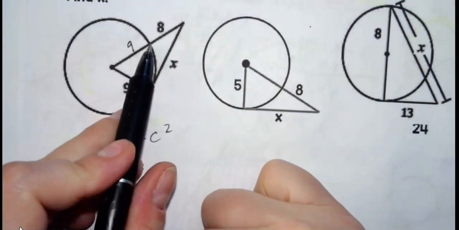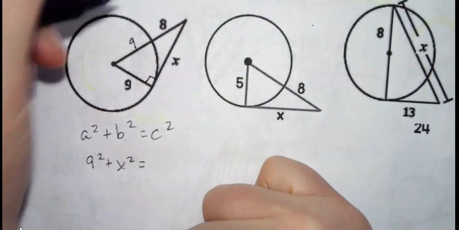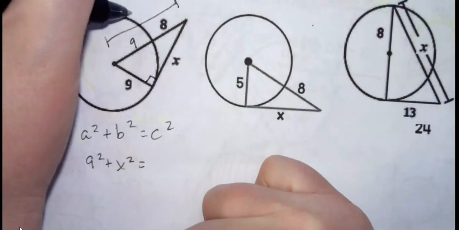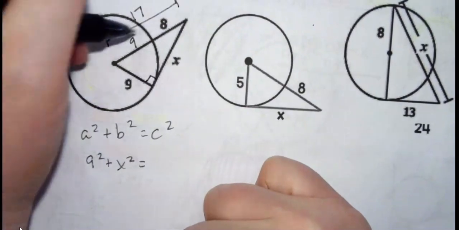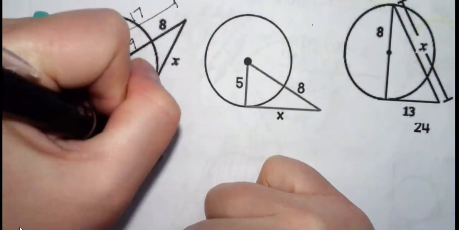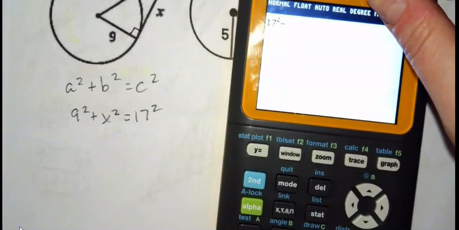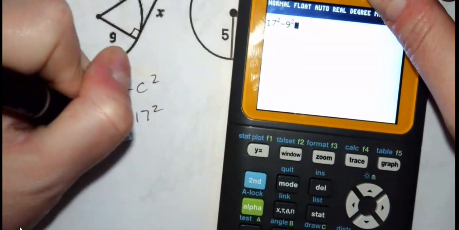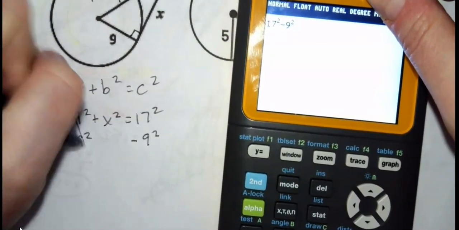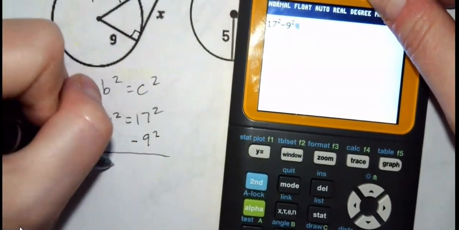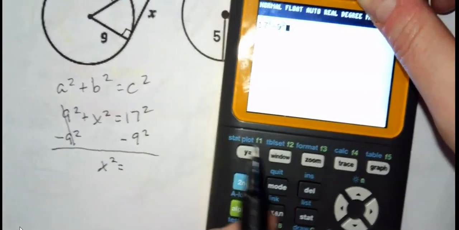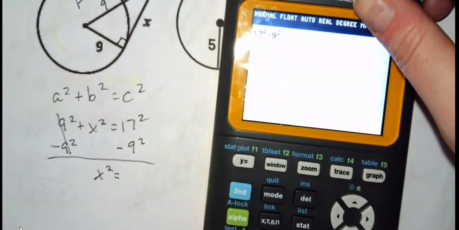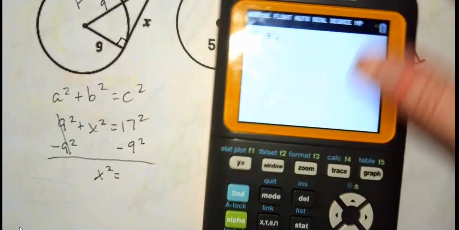So this is going to be 9. How did I know that? Because it is the radius. The radius is the same here as it is here. So this whole thing is going to be 17. How do I know that? 8 plus 9 is 17. So 17 squared. All right, so I'm going to take 17 squared and subtract 9 squared. Why am I subtracting 9 squared? Because I want x all by itself. It does not want to have to share this side with 9. So bring that x squared down. Make sure you're doing squared and not just 17 minus 9, because you're going to get it wrong if you just do 17 minus 9.